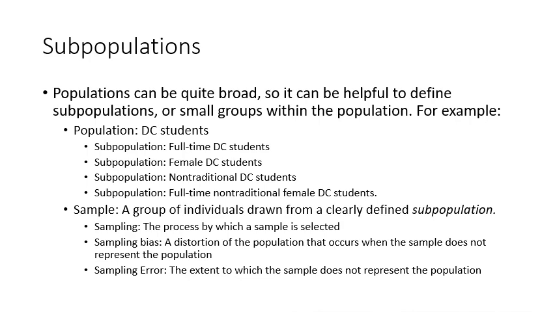And so your sample is the group of individuals drawn from that subpopulation. And so sampling just means the process by which a sample is selected. Sampling bias is a distortion of the population that can occur when the sample doesn't represent the population, when you use bad sampling methods. And sampling error is a statistical term that just means that no sample is going to perfectly represent the population. So we're using a probability game. So this part right here is fairly important, as you'll see in part 2 of this lecture, because defining your population is half the battle. You have to be very clear.